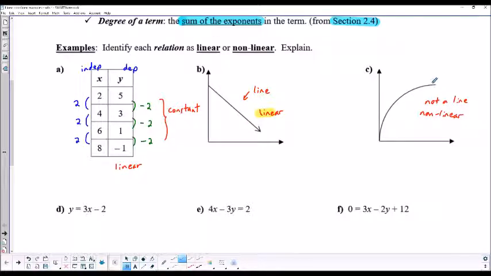And this is actually a curve. Okay, so we never say it's a curved line, we just say that this is a curve. So we know it's not a line because it's not straight. It is a curve, and that means it is nonlinear.